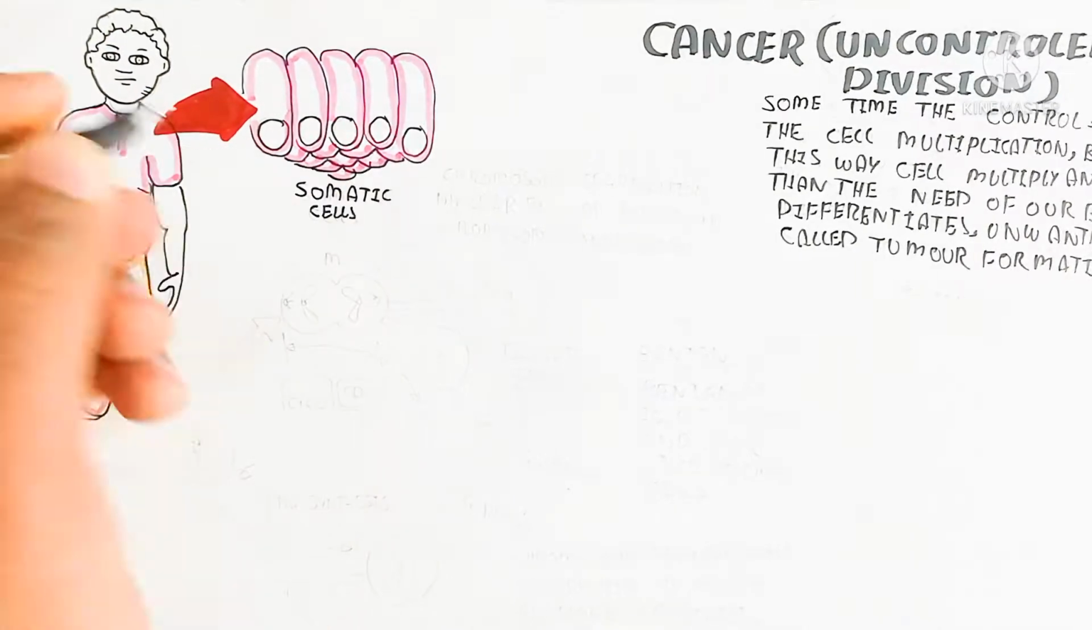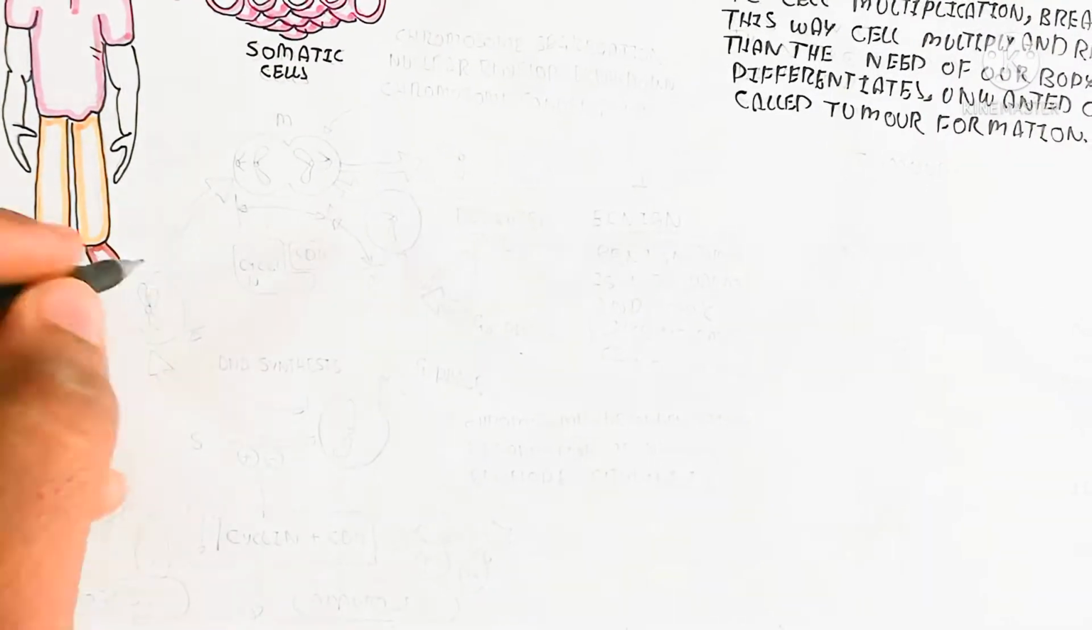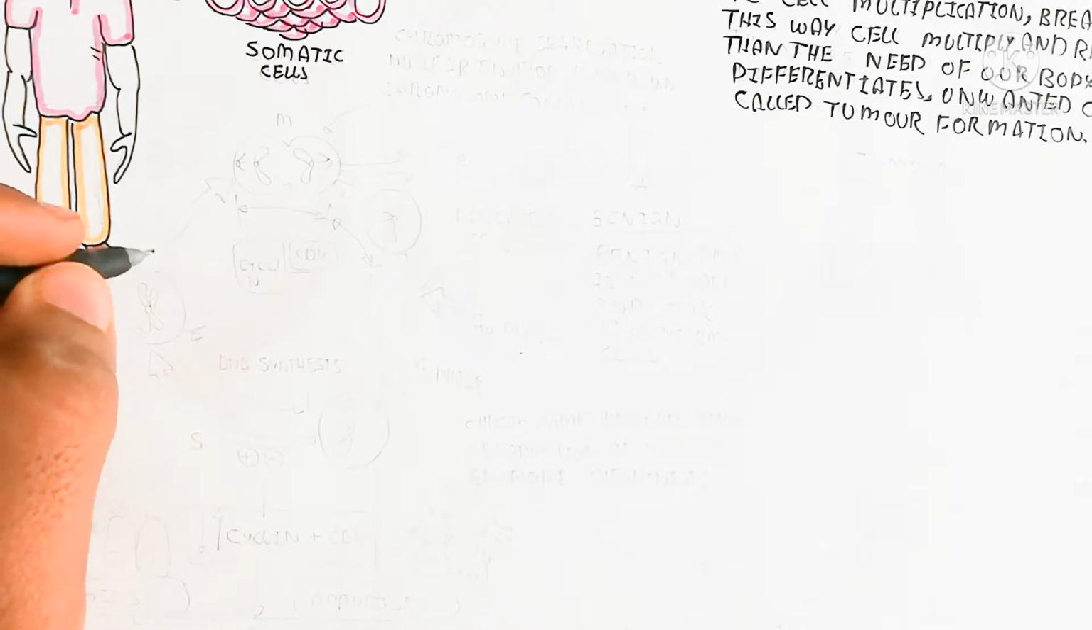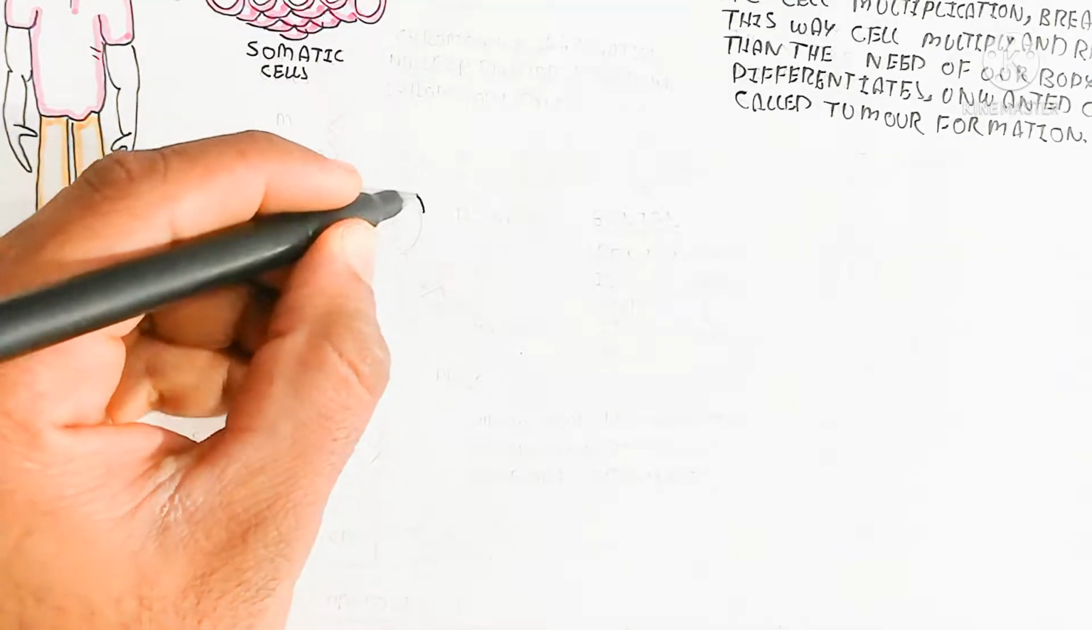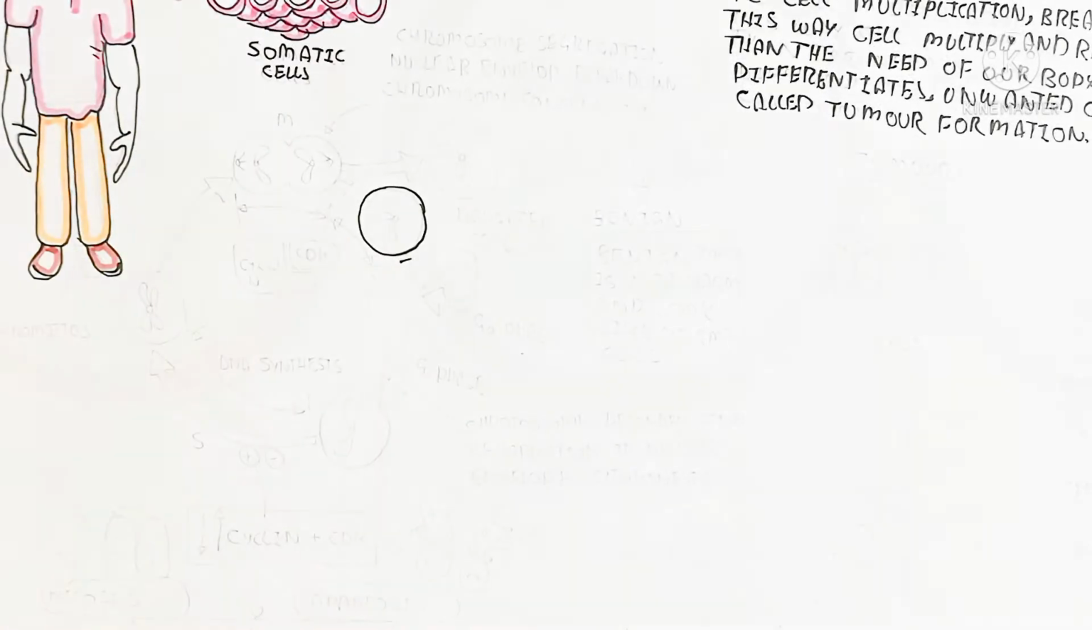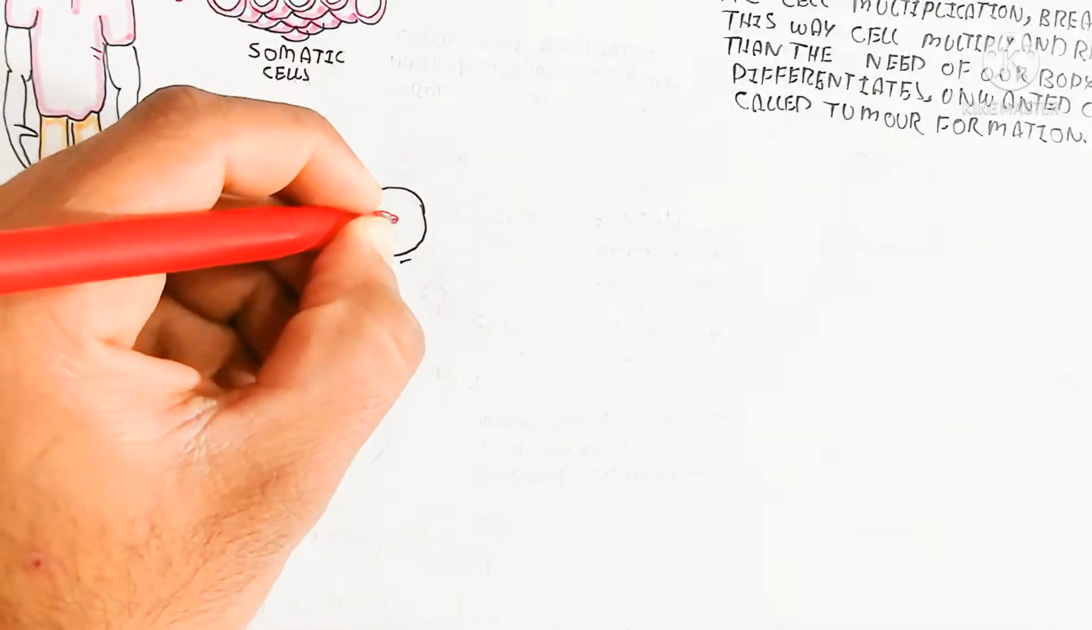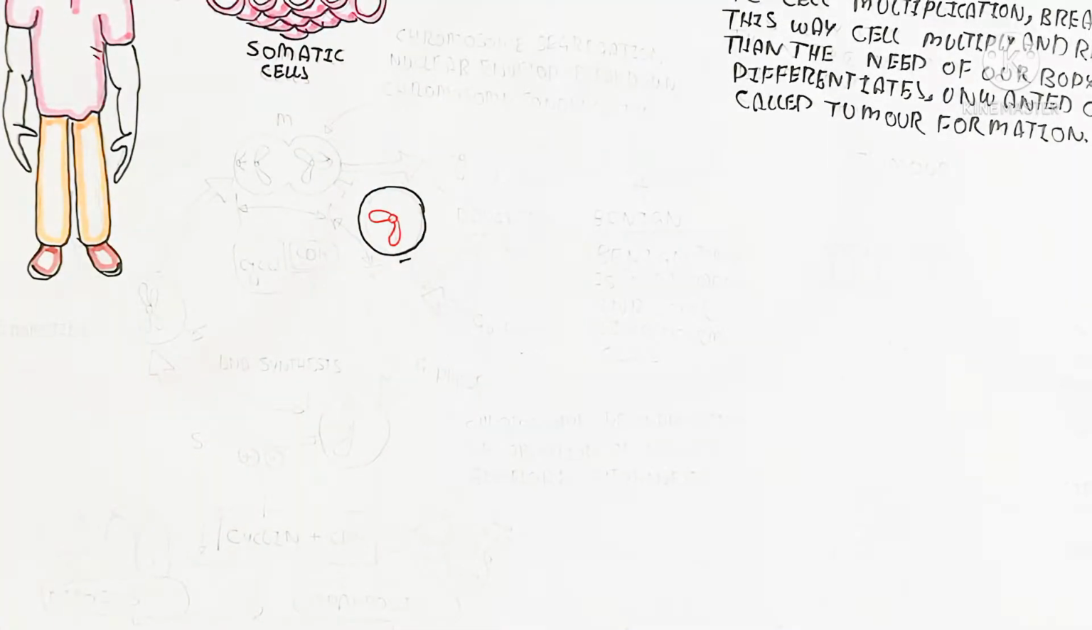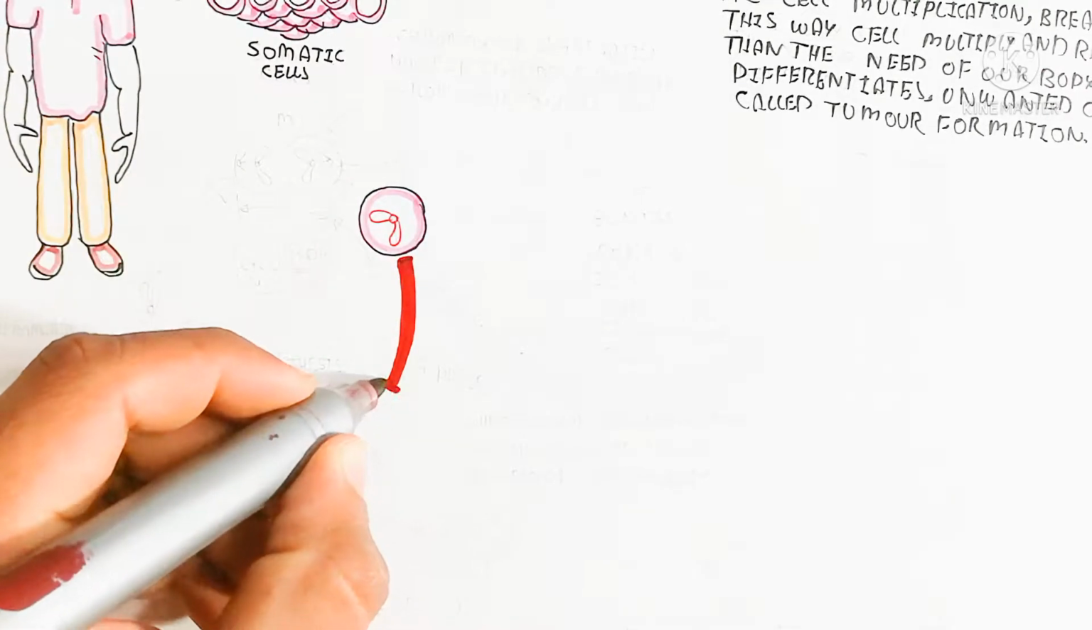So here is the somatic cell, which the person contains. The somatic cell is divided via mitosis. So here I am drawing the cell cycle for understanding what mitosis is and what the cell cycle is. So here is the cell. This is the normal cell, which is going into cell division.